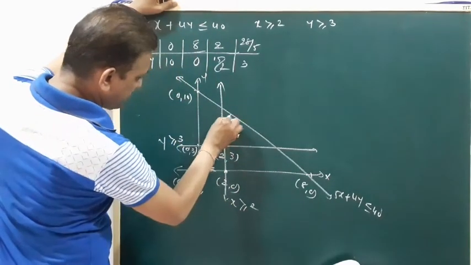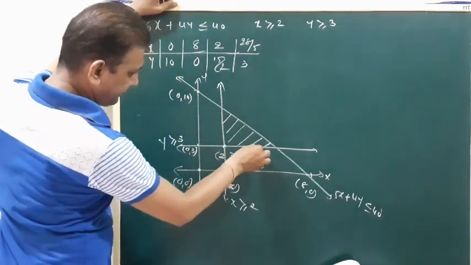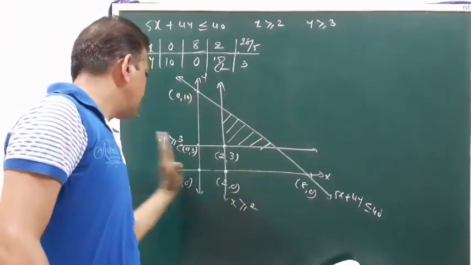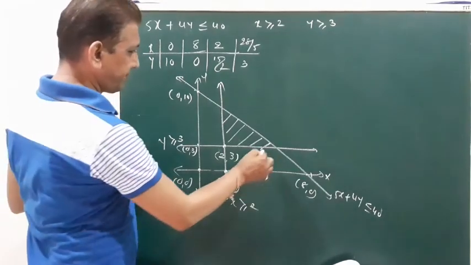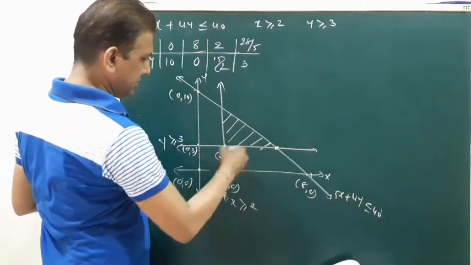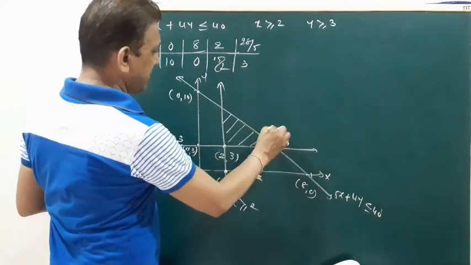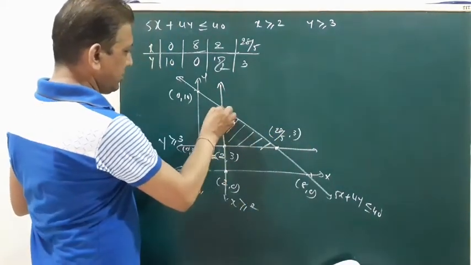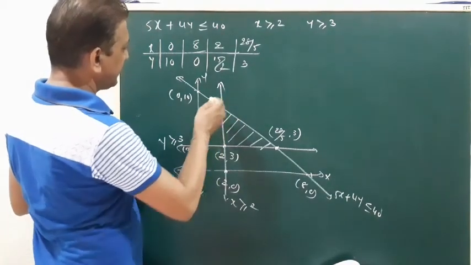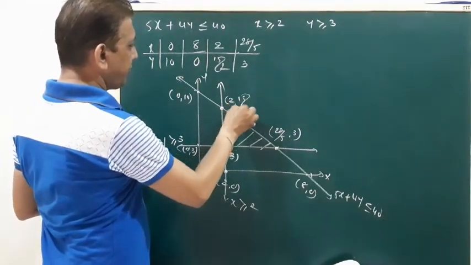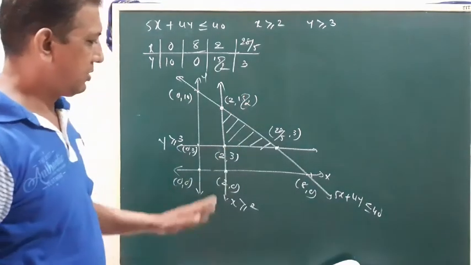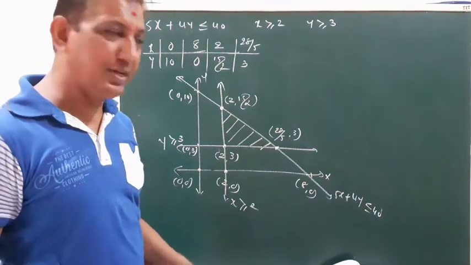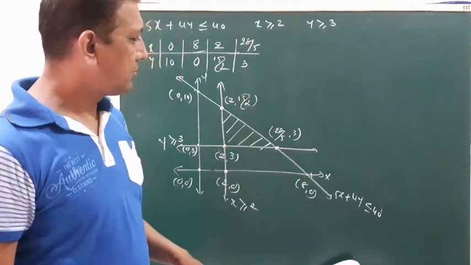So the common portion is only this right angle triangle, because it does not include this part. Okay, so the intersection points are here (28/5, 3), and on the y-axis x coordinate 2 and 15/2, right? Check your answer. Yes, very easy, right?